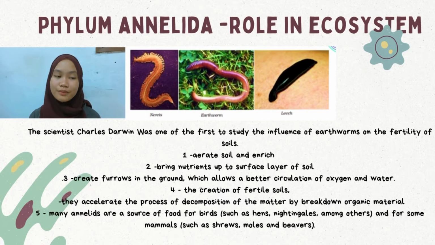Many annelids also become a source of food for birds such as hens and nightingales, and for some mammals such as shrews, moles, and bears. This is to maintain the diet of the birds and also the mammals.